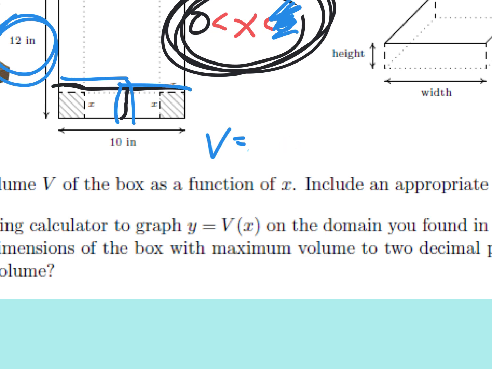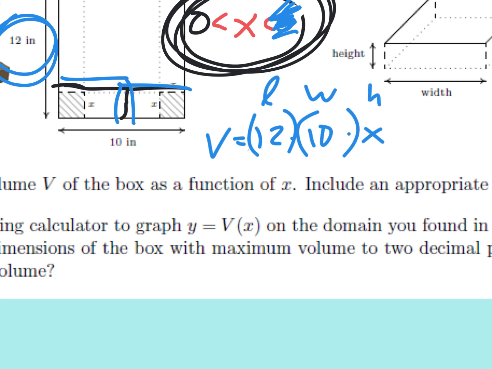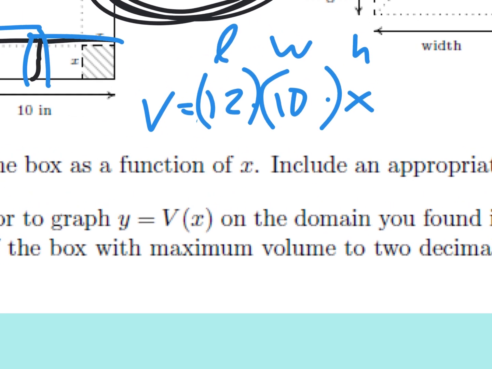So it's not just going to be 12 times 10 times x. A lot of people who don't understand this would say that, but that's wrong. Would you please change this to be right? You need to adjust it a little more to have this be length, this be width, and that be the height of the box. And write me a correct formula for this box. I'll pause for a second while you give that a shot.